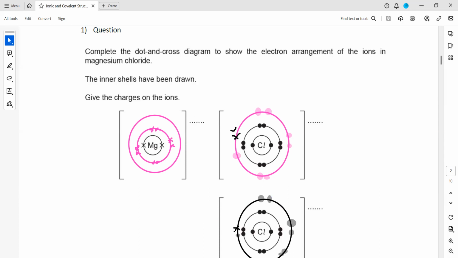So what will be the charge? Because the magnesium is losing two electrons, what should be the charge on magnesium? So it will be plus two. And each chlorine gains one electron, so the charge will be minus one. And this is the ionic structure of magnesium chloride.